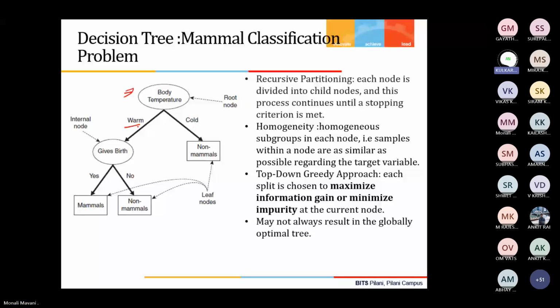Madam, one question here, sorry. Does that mean that if it is a root node, it has to be binary?